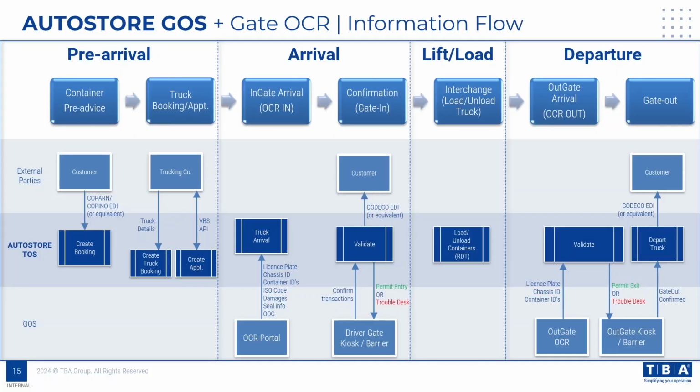Again, if we don't, trouble desk comes into play, something needs to be corrected, maybe they've got the wrong container, so there will be facilities within the system to get out of those situations. And the final stage of course is, we're happy to let that vehicle out, and there'll be a gate out event on the very right hand side here, and usually again there will be a message to the external community, the trucking company, the customer, Codeco EDI as an example, to confirm that that vehicle's left the terminal with or without containers. So that's the information flow.